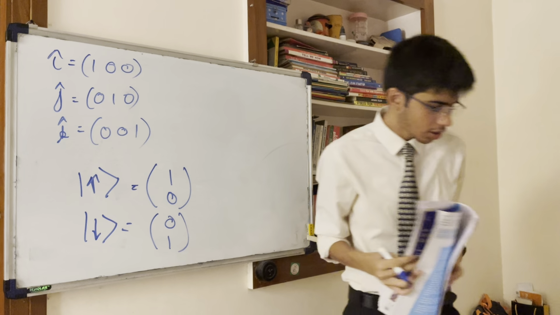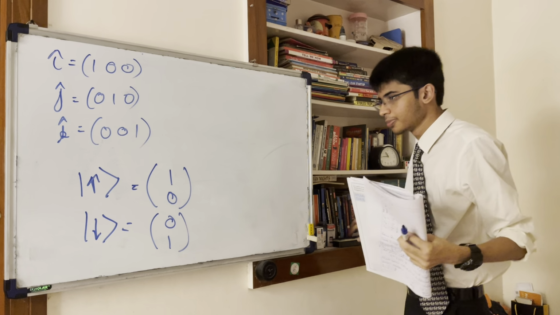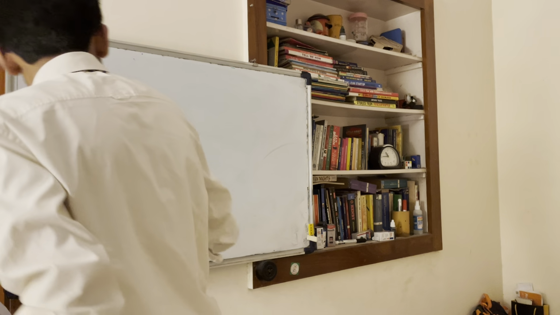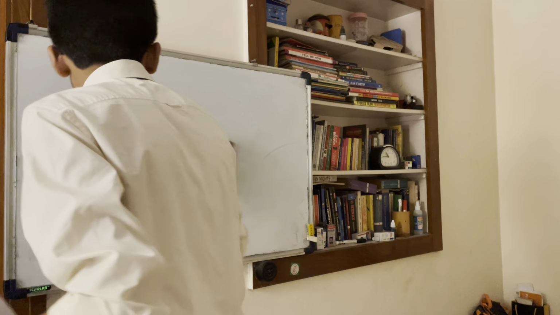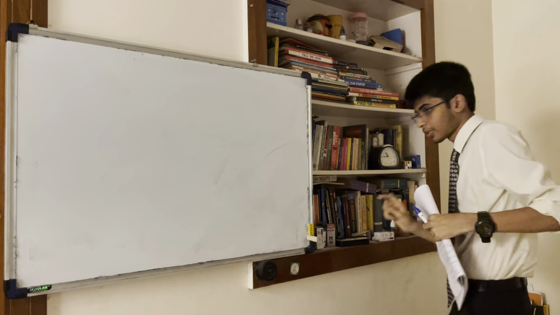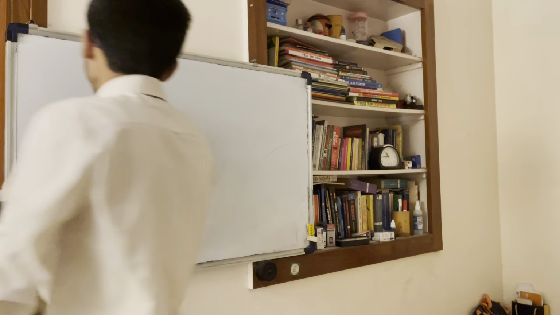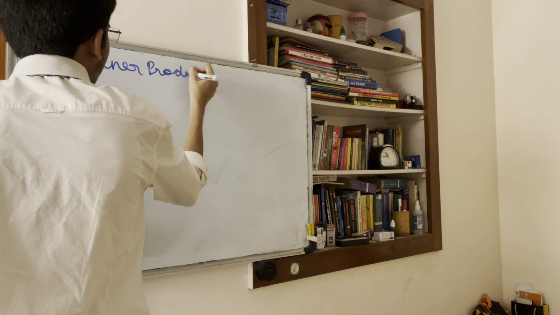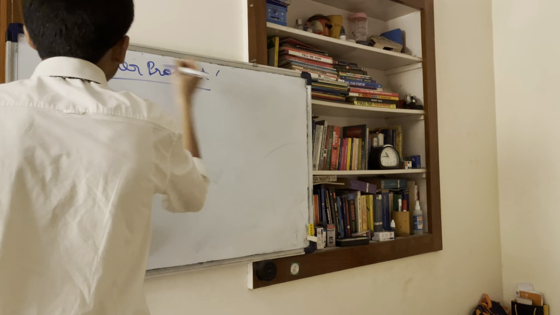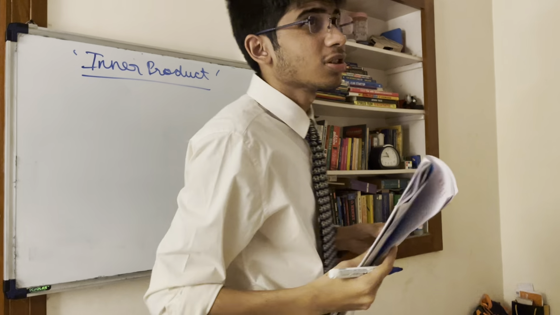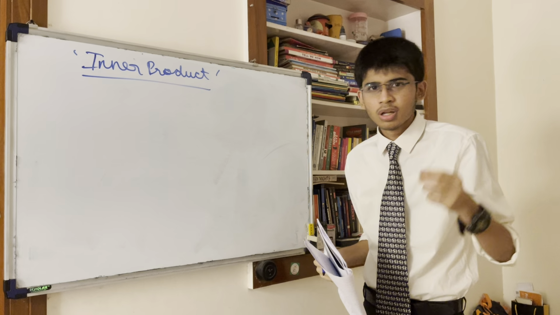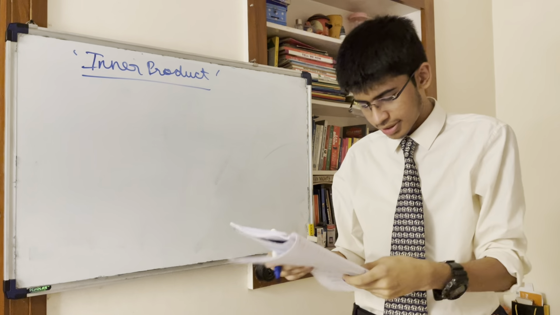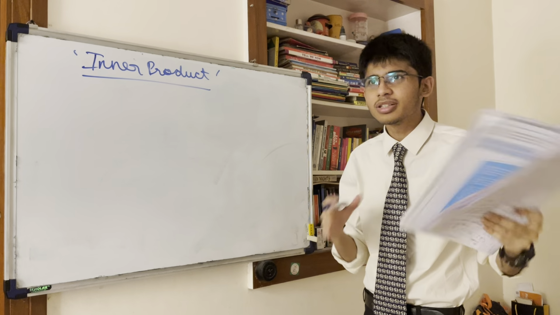Now we come to something very, very important. Probably the whole field of quantum mechanics depends on that one mathematical operation. It's something called the inner product. Now the inner product is very similar to the dot product, with just some small differences. So for now we can just take it as the dot product.